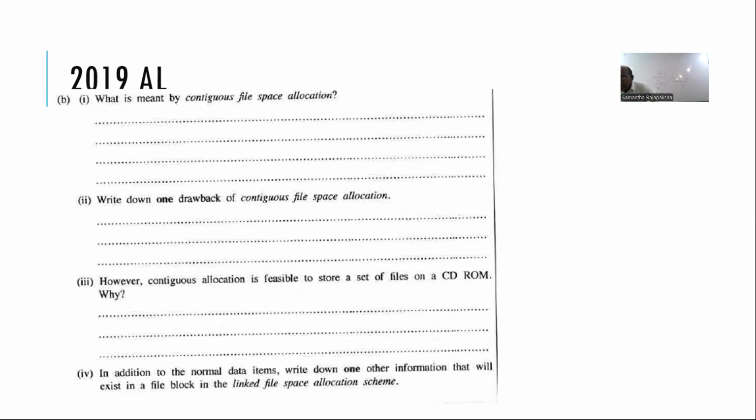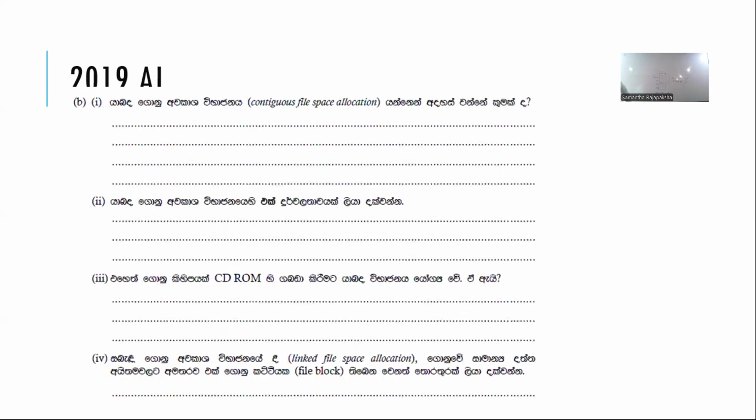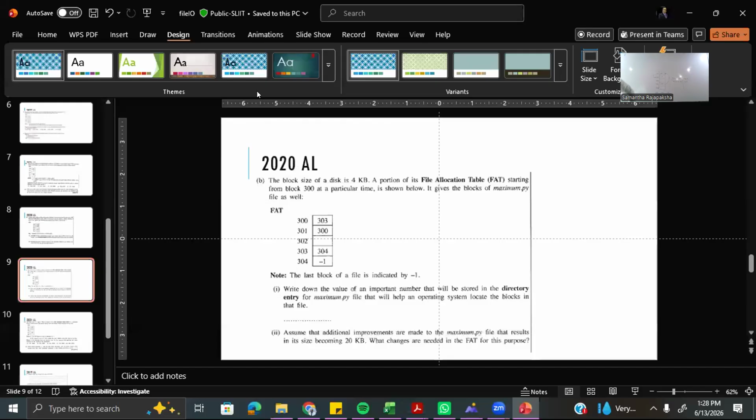Last one, in addition to the normal data item, write down the other information that will be stored in linked allocation. What is the information? The pointer to the next block of the file. Next block pointer or the address will be stored. Yes. Yeah, those are the past paper questions.